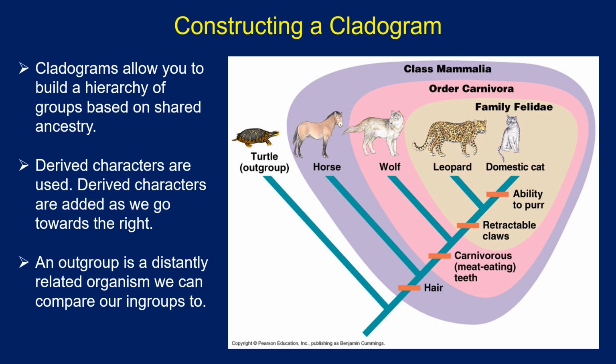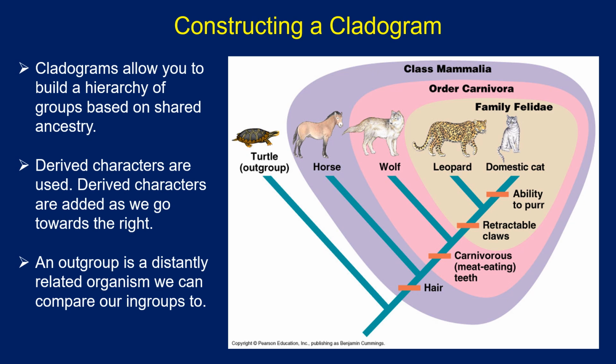Like, for instance, a spine. Whether or not an animal has a spine is not going to help us sort out the relationships within the mammals, right? Because fish have spines and reptiles have spines and birds have spines. It's not that useful for what we want to do, which is just simply figure out all the groups that are within the class Mammalia. So we need to look at derived characters. So the cladogram will allow us to build this hierarchy of groups, like we've talked about quite a bit, and it's going to be based on shared ancestry. We're using just derived characters. And again, the outgroup is something that we can compare to.